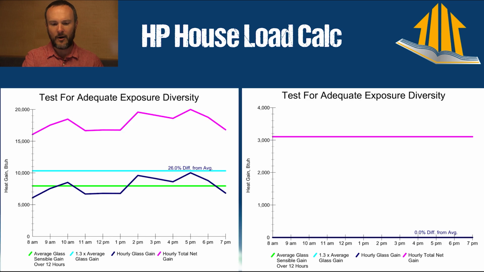And I want to show you now what goes on in a house that has windows versus a house that has no windows. On the left, the living space. You can see that I meet my adequate exposure diversity. On the right, my studio space, which has no windows, and therefore the sun has no effect from 8 a.m. to 7 p.m. There's no variation in what the system has to do.